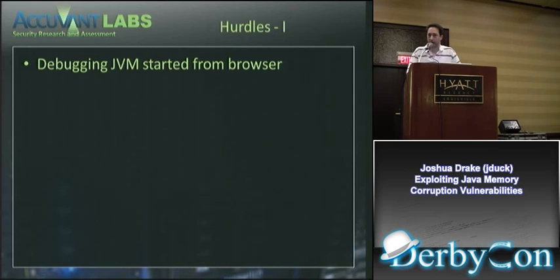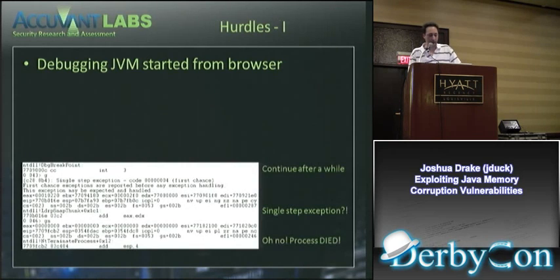The first hurdle that I ran into when I was trying to dev some Java exploits was this interesting issue where you can't really debug the JVM very well. If you attach to the process externally, and you sit there and then continue after a while, or if you're single-stepping, trying to understand the code that you're triggering, then at some point, it doesn't matter if you pass the exception or not from the single-step exception, it's kind of a spurious exception. But if you pass it, all of a sudden the process just exits, and you're like, what the hell? How am I going to get around this?